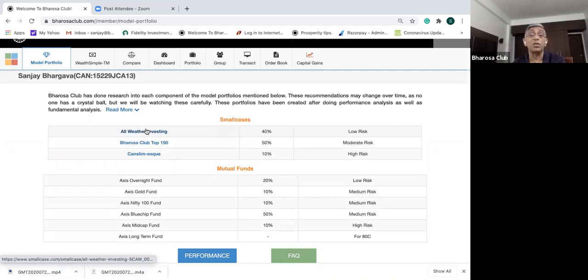Now, what you'll see in the all-weather investing, if you research it, is that almost a quarter of the money that you invest is put into an overnight fund, which is basically the liquid BeES, which are ETFs that invest in overnight funds, which are very, very safe. These are monies which are parked with the Reserve Bank of India. They're not lent out to anyone, and they're just kept for one day and then reinvested. So there is no interest rate risk, there is no credit risk, and these are as riskless as you can get.